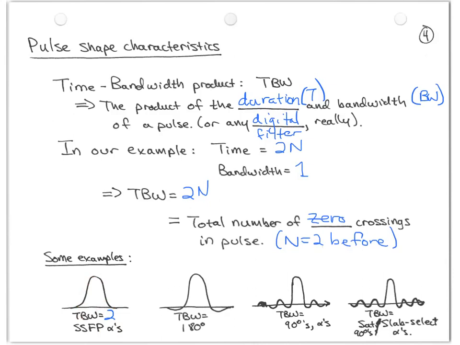Another type of pulse that is commonly used is a time bandwidth 4 pulse for 180 degree excitations, and those are used for refocusing mostly. Another time bandwidth product that is common is a time bandwidth of 8, and those are used for 90 degree pulses and also for alphas, right? Alpha being an excitation pulse that is not 90 degrees.